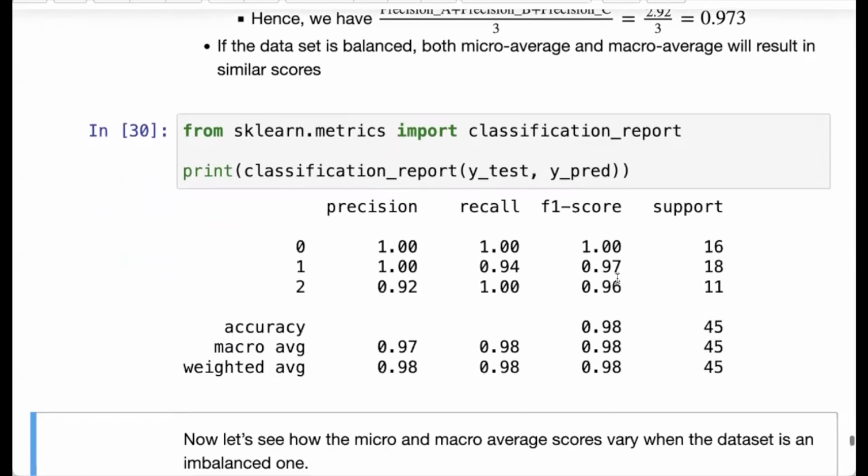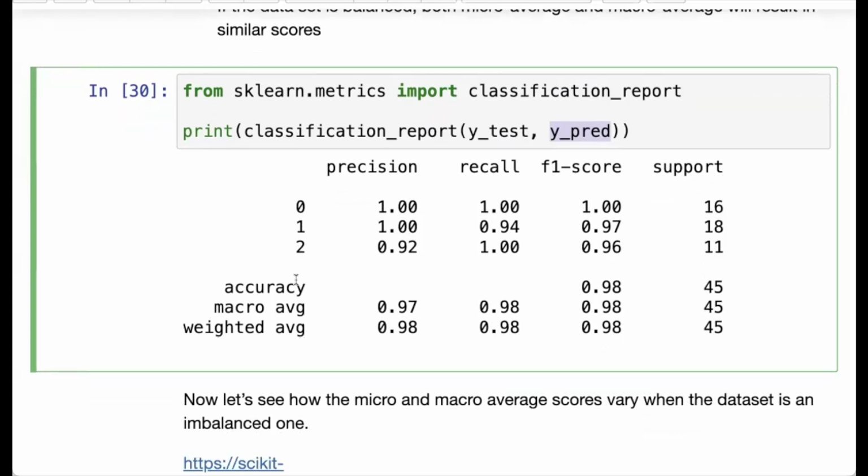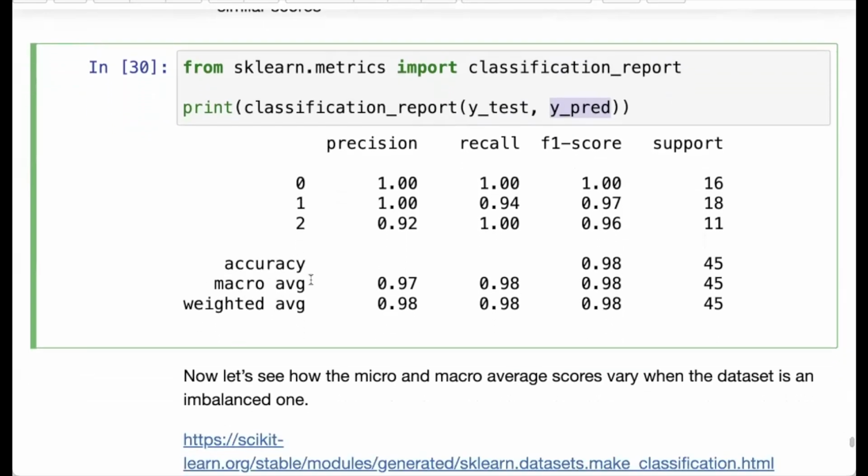So in this case, you can actually use something called classification report. You provide your true outputs and the predicted ones. And you can see that we have this precision, recall, F1 for individual classes. Like here, technically we call them A, B, C, but they are 0, 1, 2 because we have a three-class classification problem. However, you can see that these are the average results.